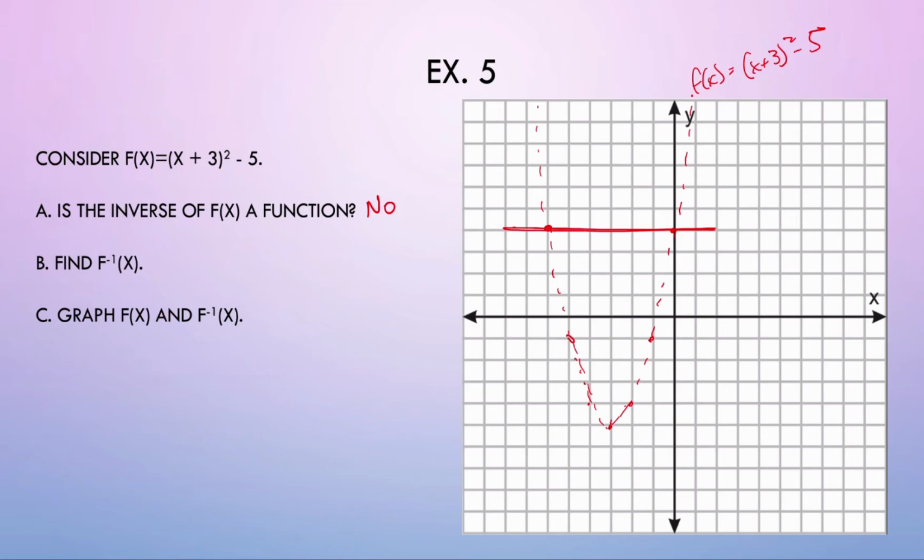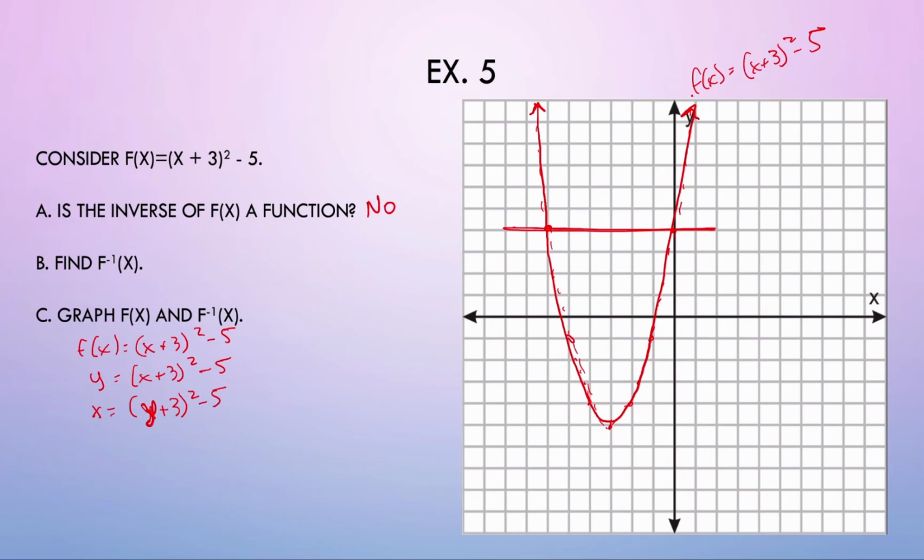So, I did already do part of part C because I went ahead and graphed this. I'll just make that more solid. Find f inverse. We can still do our steps, right? f of x equals (x plus 3) squared minus 5. We'll make that y equals (x plus 3) squared minus 5. Switch the x and the y. So x equals (y plus 3) squared minus 5.